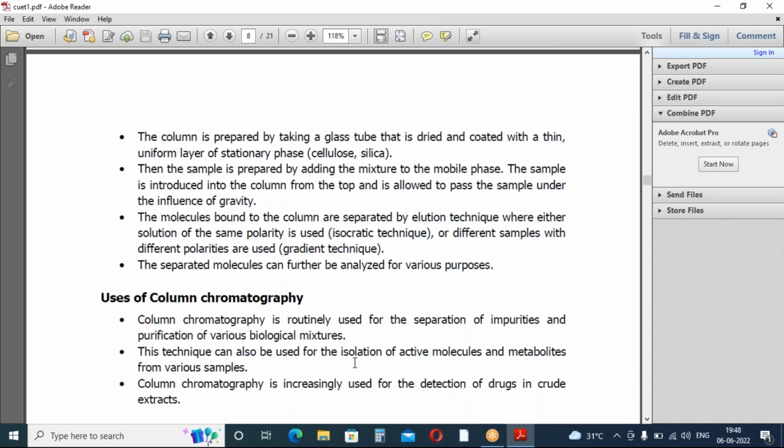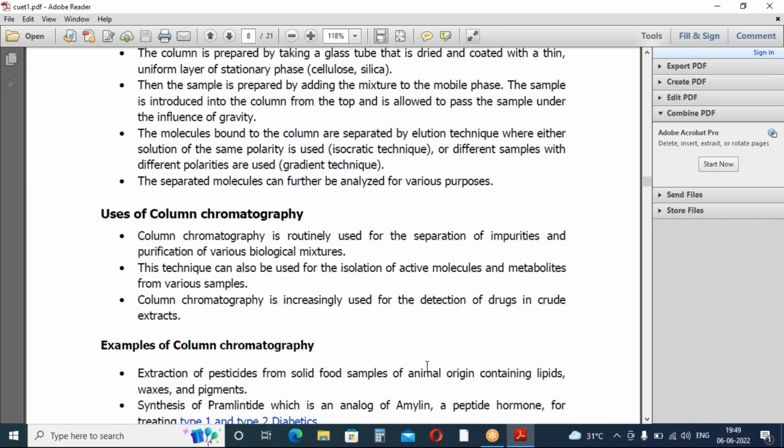And what are the uses of column chromatography? This is mainly used for the separation of impurities and purification of biological mixtures, and also for the isolation of active molecules and metabolites from various samples. And also this is mainly used for the detection of drugs and crude extracts.